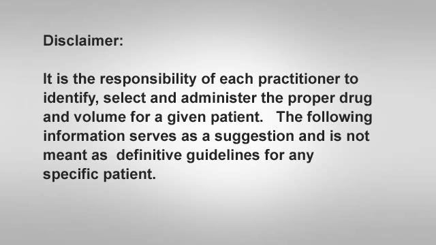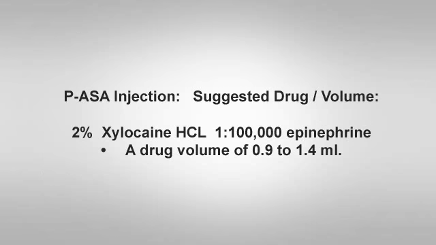It is the sole responsibility of each practitioner to identify, select, and administer the proper drug and volume for a given patient. The following information serves as a suggestion, not meant as definitive guidelines for any specific patient. The suggested drug and volume for the P-ASA injection is 2% xylocaine HCl, 1 part per 100,000 epinephrine. A drug volume of 0.9 milliliters to 1.4 milliliters, which is equivalent to 3/4 to 1 full cartridge, is the suggested volume when performing the P-ASA injection.